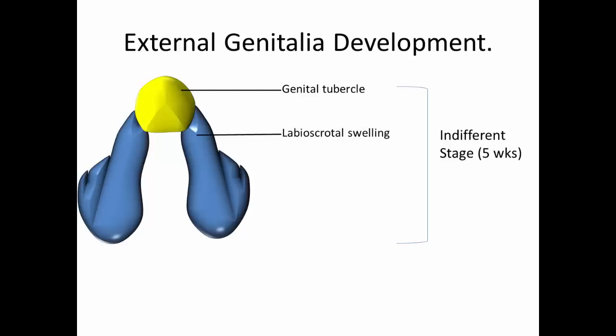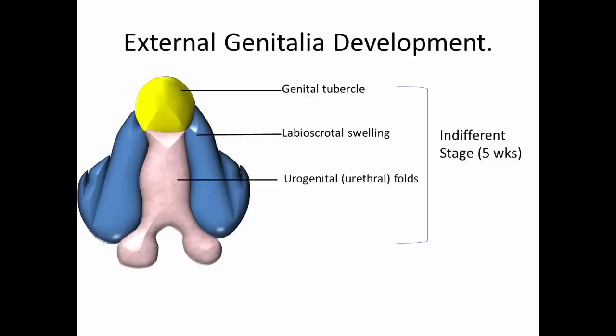So external genitalia is another thing to think about, and how does it develop? We've talked a lot about the ducts and the descent of the testicles, but how do the external genitalia develop? Well, we have to start early, at the indifferent stage of development at 5 weeks. And so we start with what's called the genital tubercle, and we're going to have labioscrotal swellings on either side of that potential opening, and that's the urogenital or urethral folds.